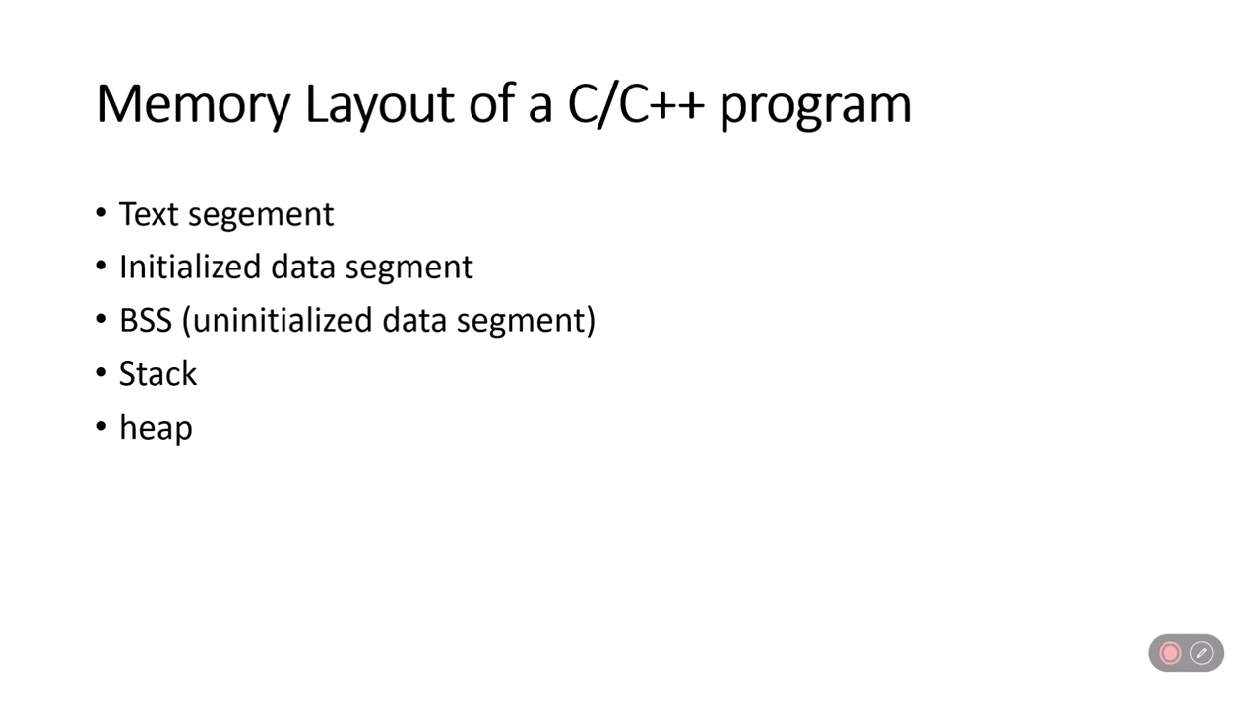The text section holds your machine instructions which the CPU executes, and this is a read-only section. The next two sections are the initialized and uninitialized data segments, where your static and global variables get stored. Initialized variables get stored in the initialized data segment, and uninitialized variables get stored in the BSS, which is called the uninitialized data segment. And then we have our stack and heap memory.